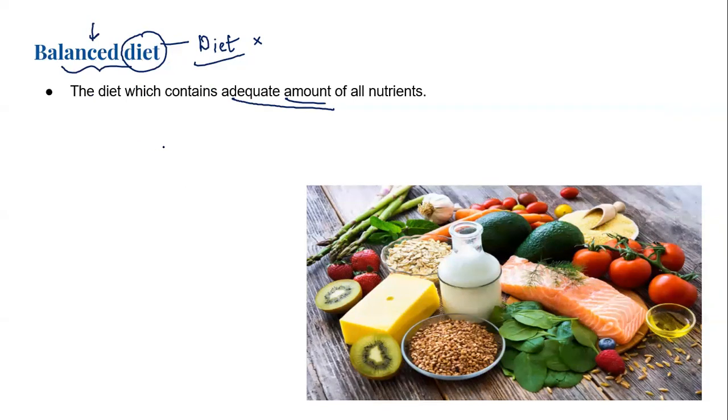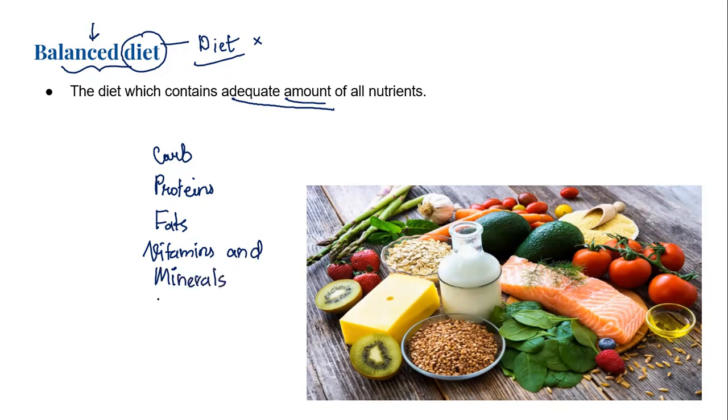It should contain a proper amount of carbohydrates. It should also contain proteins, fats, vitamins and minerals, as well as the fibers. We should also take food that is rich in fibers. Okay, so all these components of the food should be there in the adequate amount or the proper proportion.